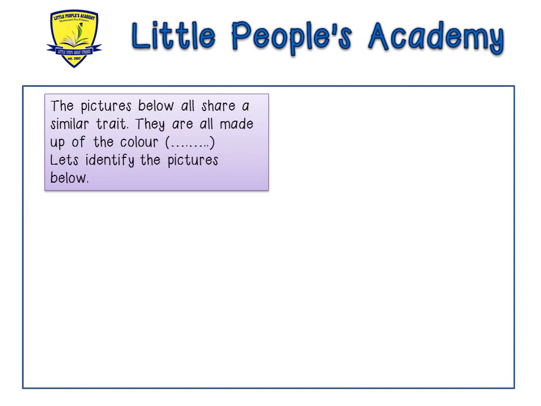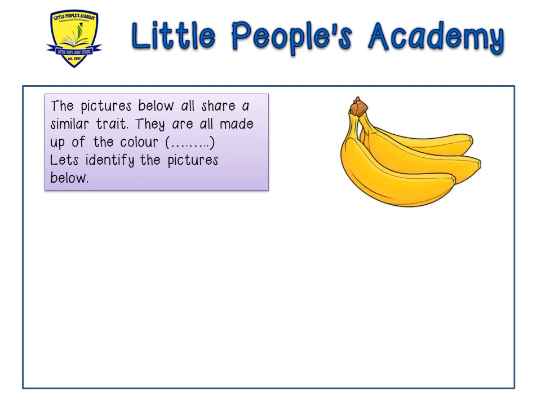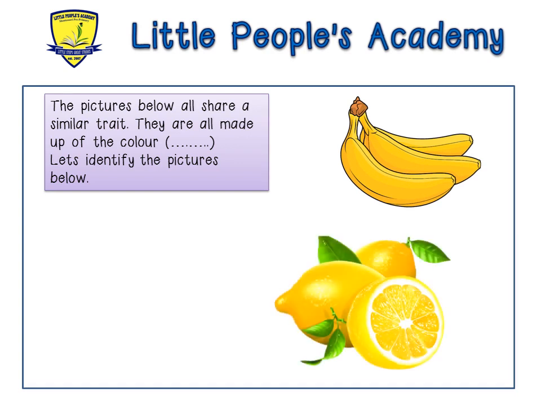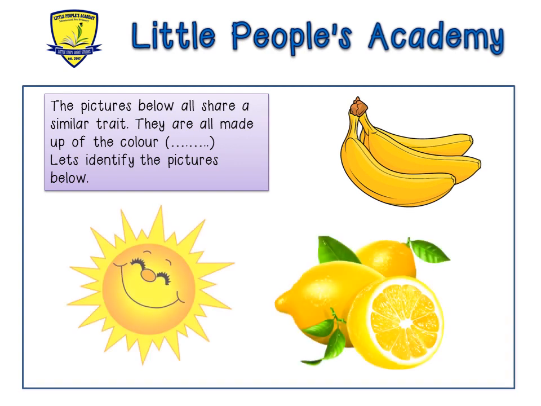The pictures below all share a similar trait. They are all made up of the color yellow. Let's identify the pictures below. Banana, lemon, the sun.